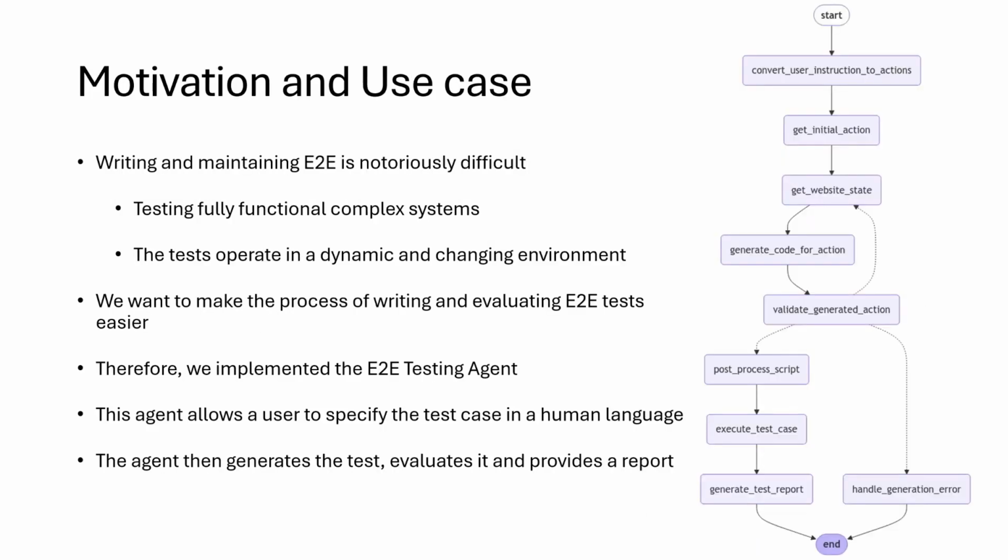What was our motivation and what is the use case? So as I already said, writing end-to-end tests is difficult because they test fully functional complex systems, and these tests operate in a dynamic and changing environment. Therefore, we want to make the process of writing and evaluating end-to-end tests easier, and we decided to implement the end-to-end testing agent for that.